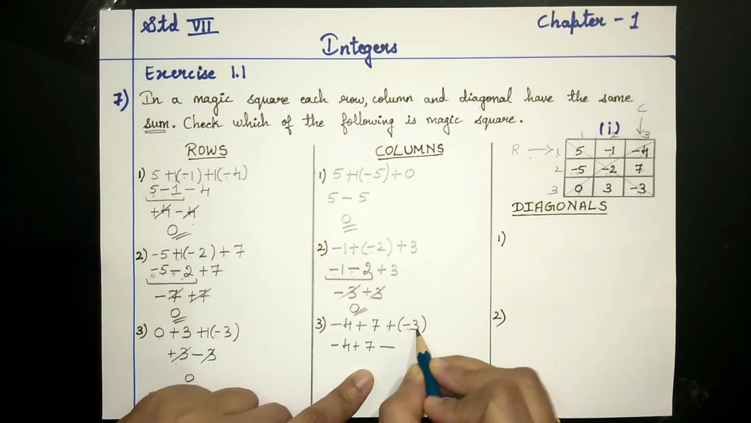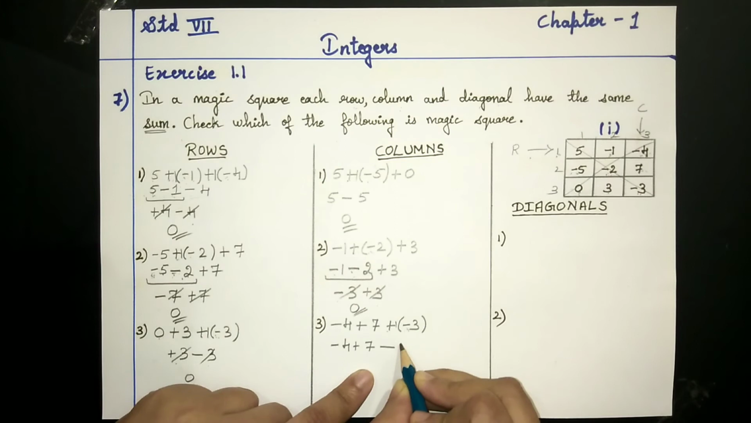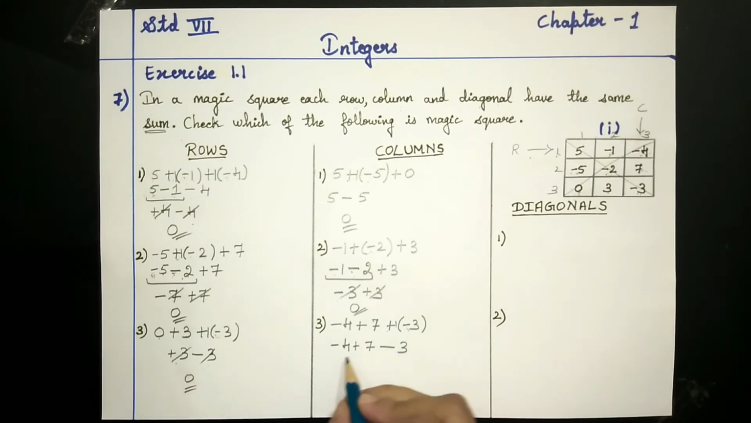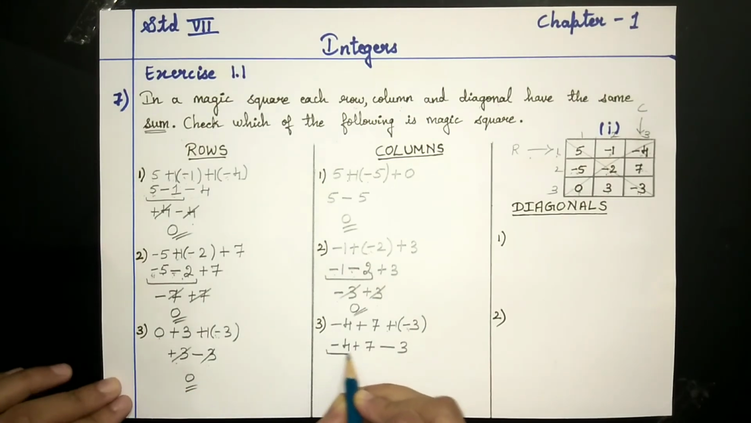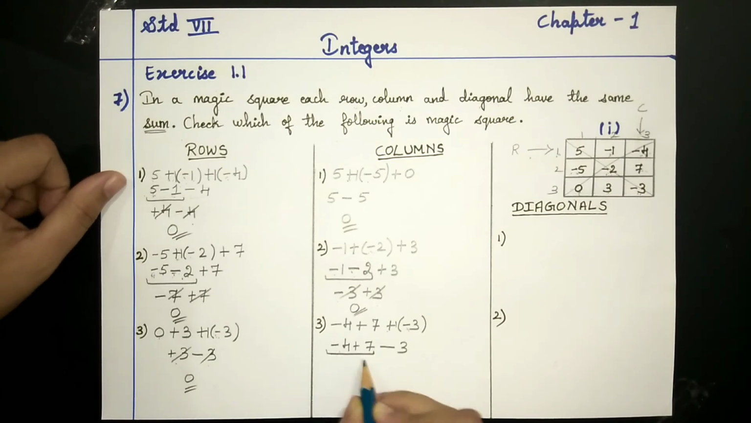Since it's a bracket, do multiplication. 3 ones is 3. Okay, now here let me take these two numbers first. Minus 4 plus 7. Here you have to apply the rules of addition and subtraction, not multiplication rules, because there is no bracket here. Okay, one sign is minus, one sign is plus. Since the signs are different, for the answer you have to do subtraction.